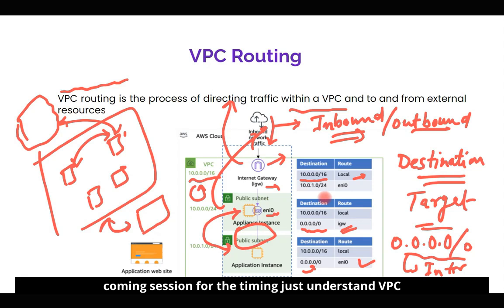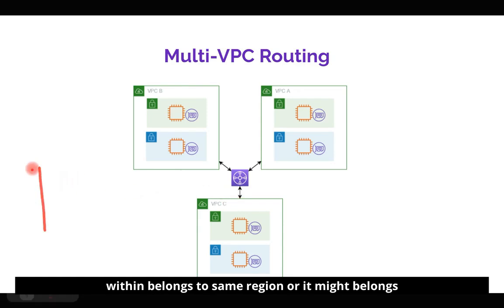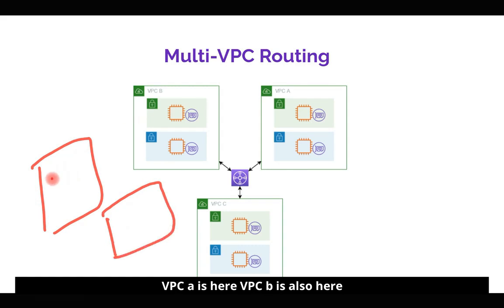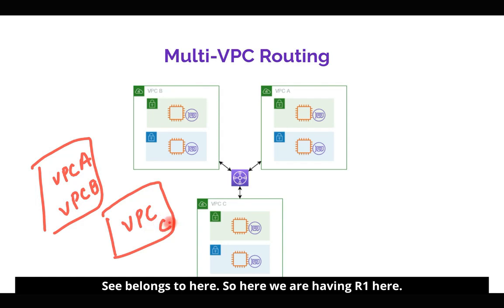For the time being, just understand VPC routing is the process of directing traffic within a VPC or to the external world. Now let's understand multi-VPC routing. We took an example previously for the VPC to the internet. Now we have multiple VPCs. That means these VPCs might belong to the same region, or they might belong to different regions. For example, VPC A is here, VPC B is also here, and VPC C belongs to here. So here we have R1, here we have R2.